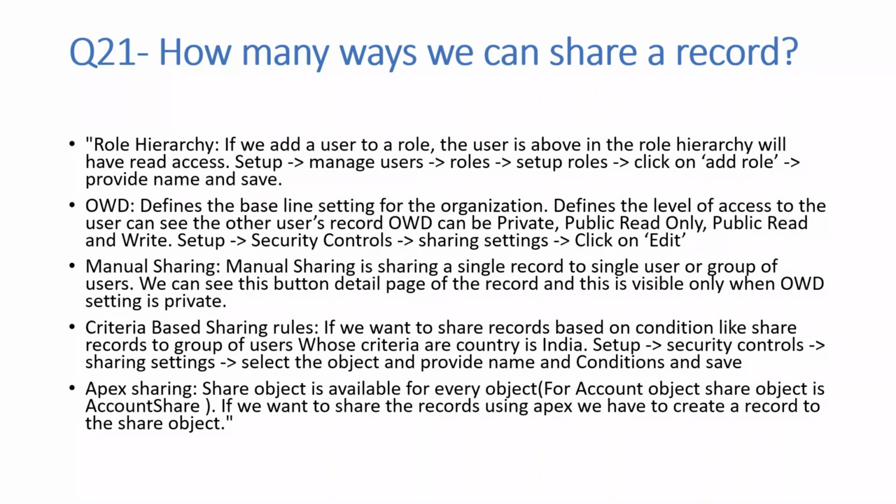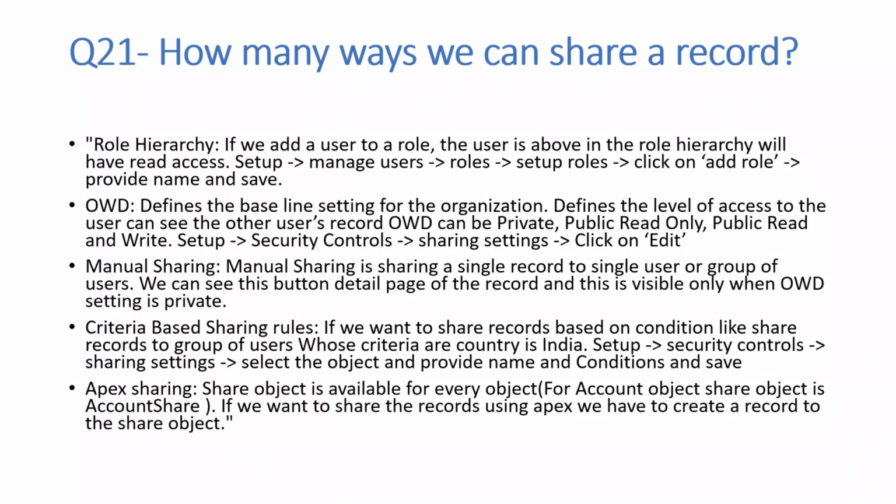Manual sharing. So manual sharing is another way of sharing a single record with a single user or group of users. We can see this button on the detail page of the record, and this is visible only when the OWD setting is private. Criteria-based sharing rules. This is another way we can open up the access. If we want to share the record based on a condition, like sharing records with a group of users whose country is India, that way we can open it.